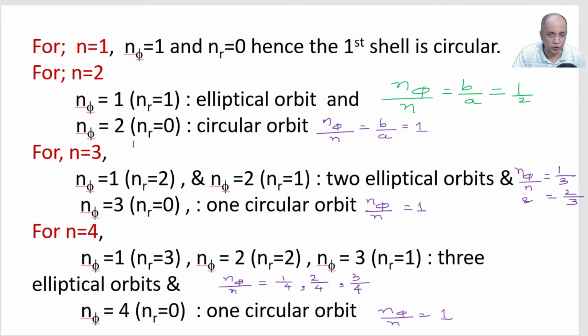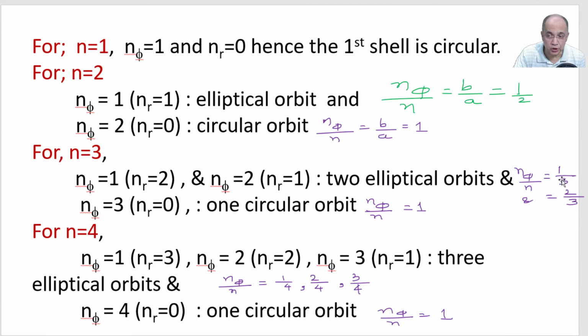But when n phi is equal to 2, nr will be equal to 0. So in that case, B by A is equal to 1, since n phi is equal to 2 and n is also equal to 2. So 2 by 2 is 1. So B is equal to A, it is circular. So the second cell has one elliptical orbit and one circular orbit. Similarly, the third cell has three n phi values. n phi is equal to 1, in that case nr is equal to 2. n phi is equal to 2, where nr is equal to 1, because the sum will be equal to 3. And hence there are two elliptical orbits. One, B by A is 1 by 3 when n phi is equal to 1.